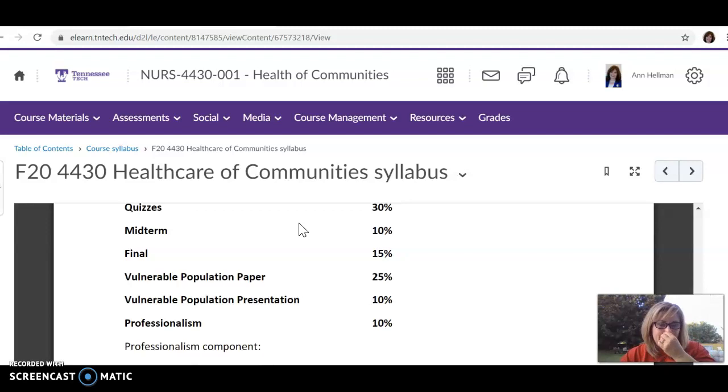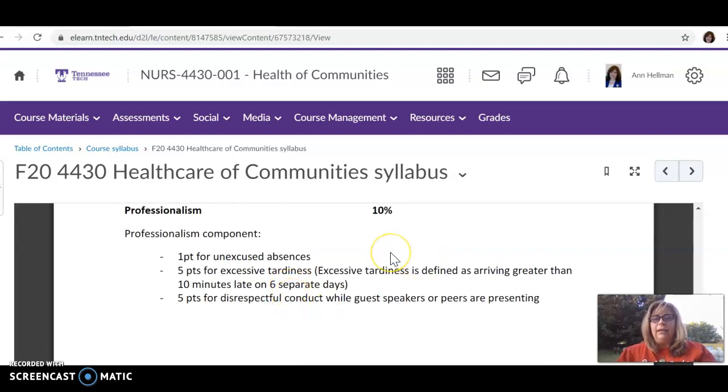A vulnerable population presentation, which we'll talk about as well. And we're going to be really flexible, because while I'm intending that we are going to do this in class, we all know as we progress through the semester, it may be all online, just depends on what happens with COVID. And so your presentations will either be in person or they will be online. And then professionalism is a component of your grade.